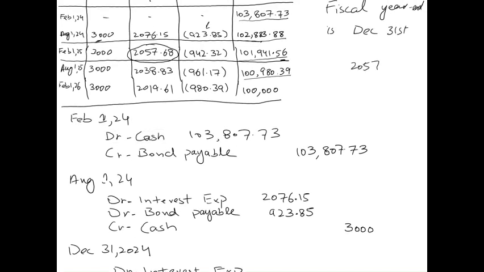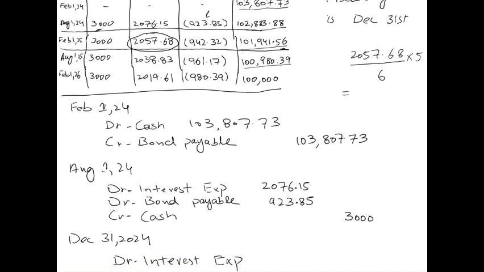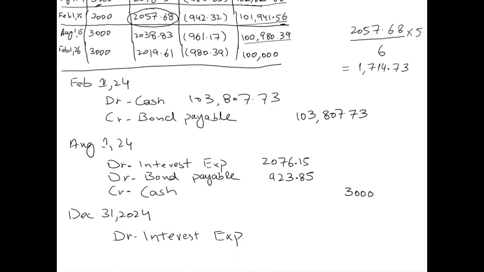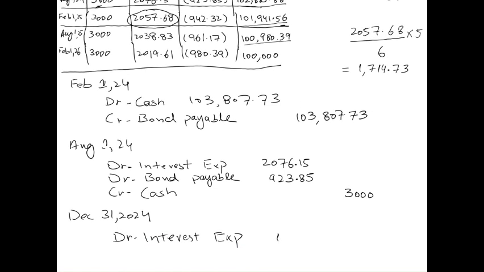So what we do is we take 2057.68, we divide it by 6, which will give us the amount for 1 month, and then we multiply it by 5. This comes out to be 1714.73. So our interest expense will be 1714.73.